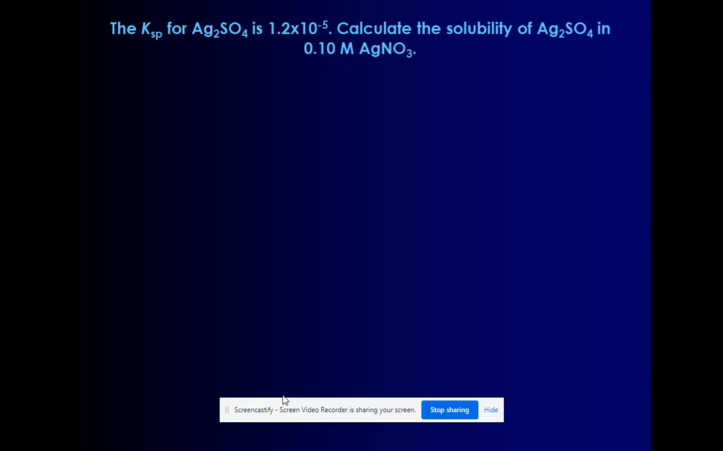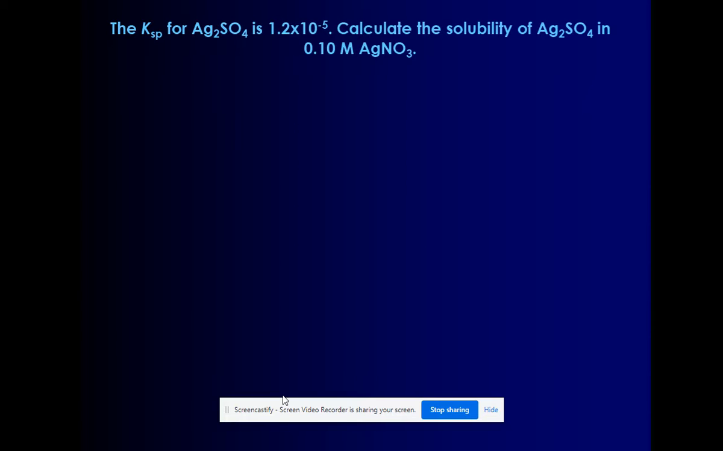Our last mathematical problem for this section: you were given the Ksp for silver sulfate, 1.2 times 10 to the negative fifth, and you're asked to determine the solubility of that compound if it's in a solution containing 0.1 molar silver nitrate. Why would that be important? Because you have a common ion.